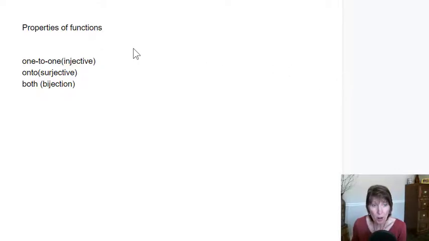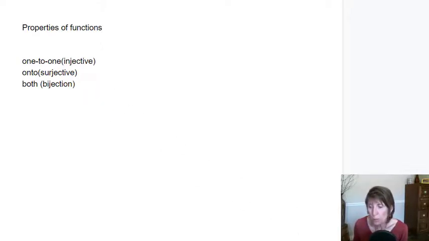Functions can have different properties. There is one-to-one, onto, and both. And these have two different names. One-to-one is the same as injective, onto is the same as surjective, and both is the same as bijection. Remember this bijection, we're going to use that in just a little while. So let's talk about what each one of these are.